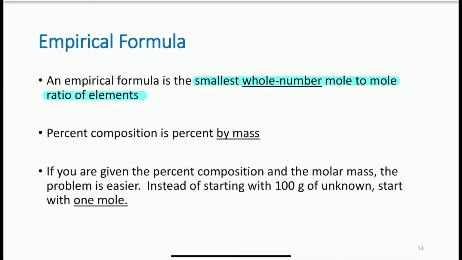Remember that percent composition is percent by mass. This can help us. If you're given the percent composition and molar mass, the problem's even easier. You can start with 100 grams of unknown, or you could start with 1 mole.